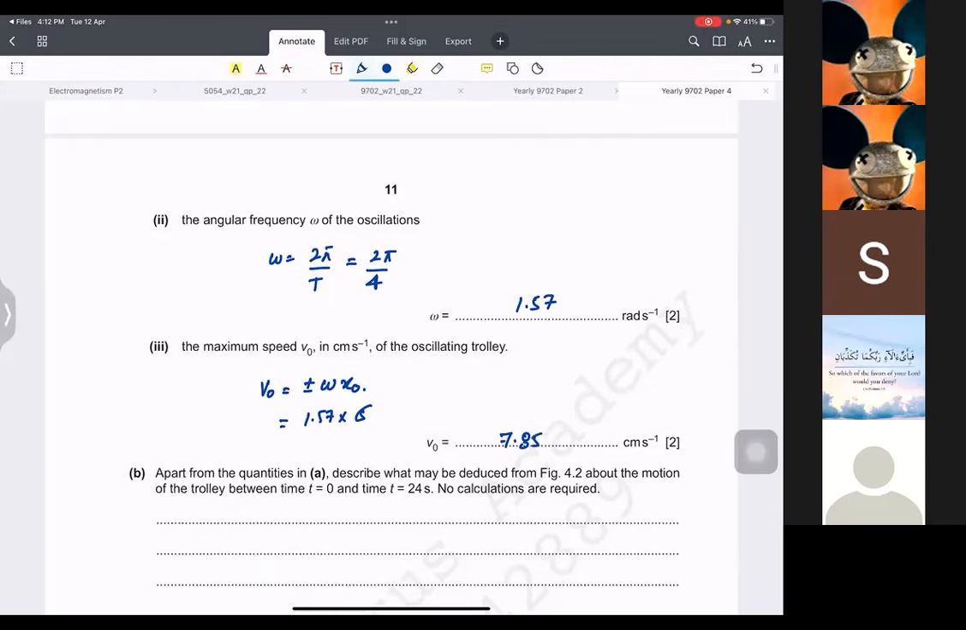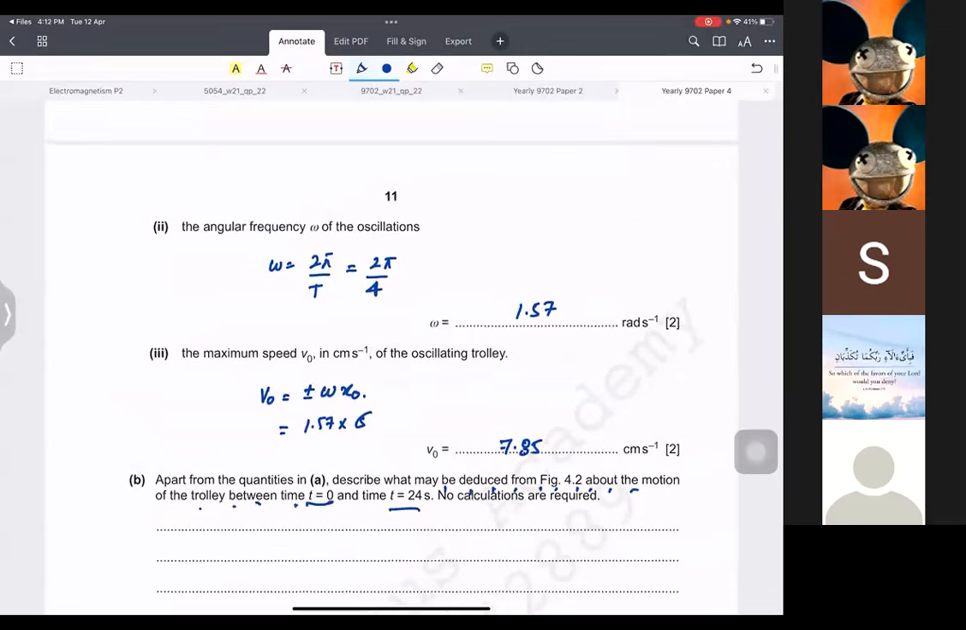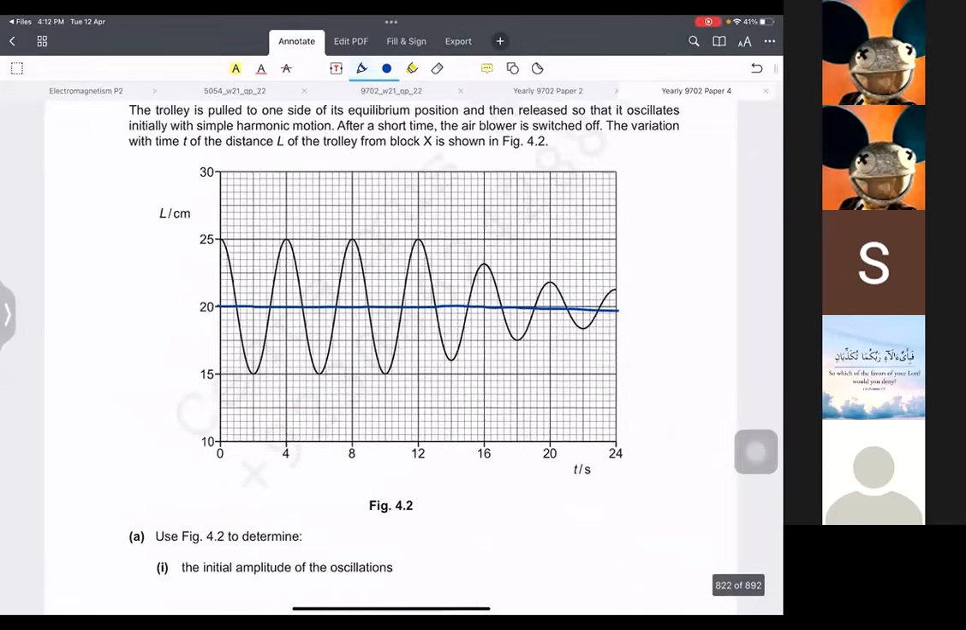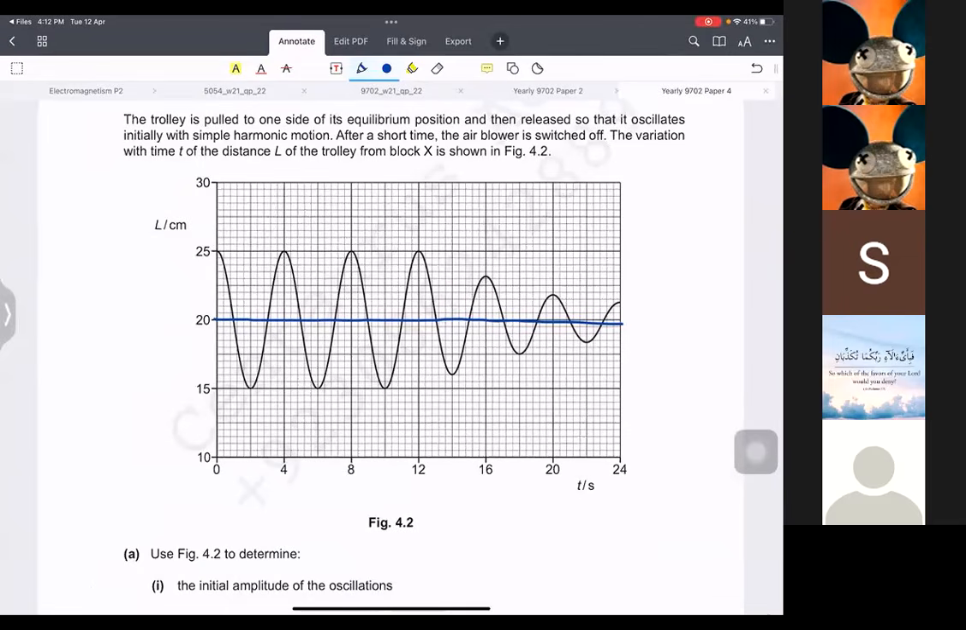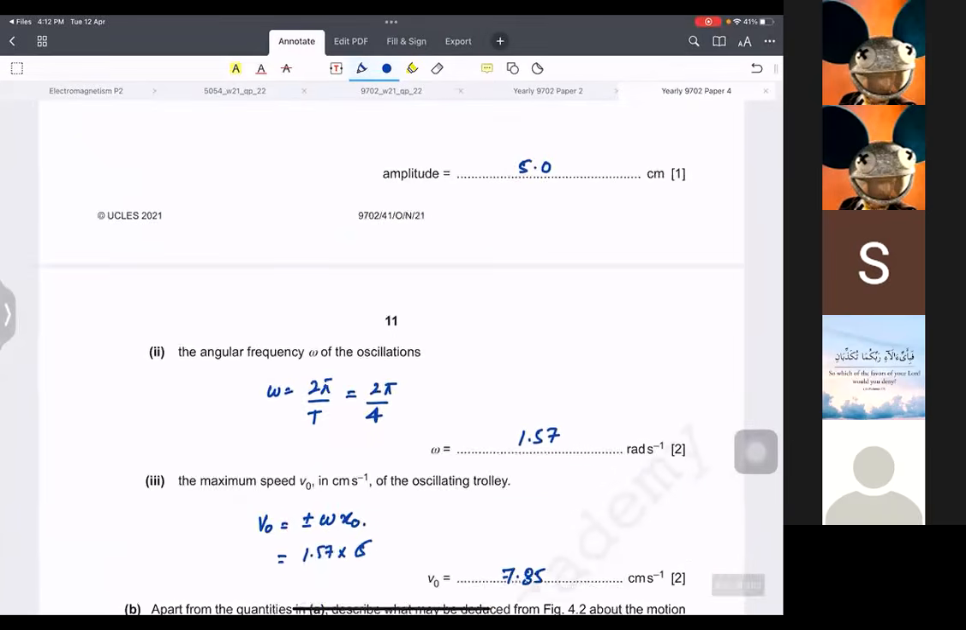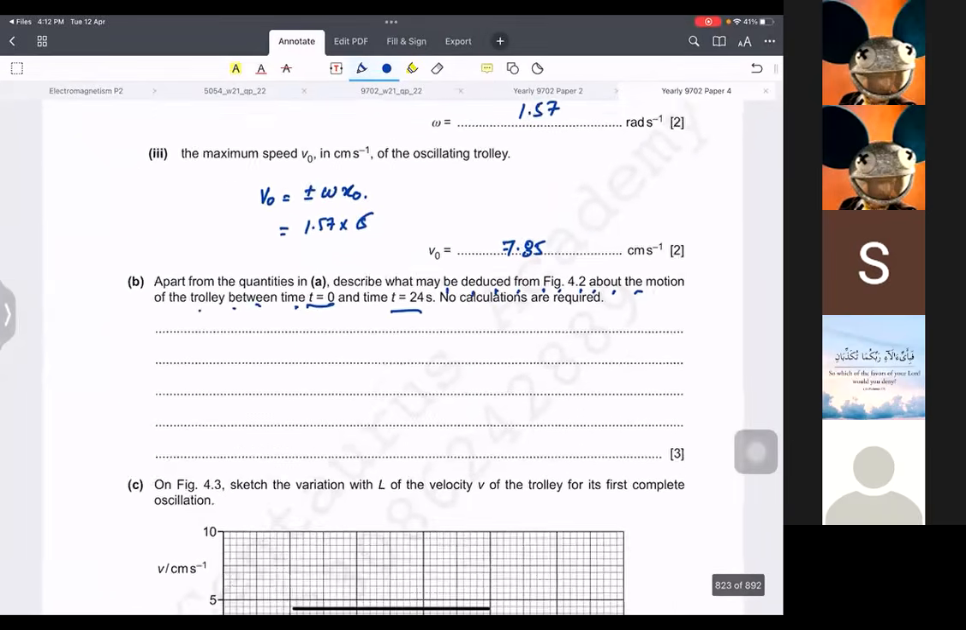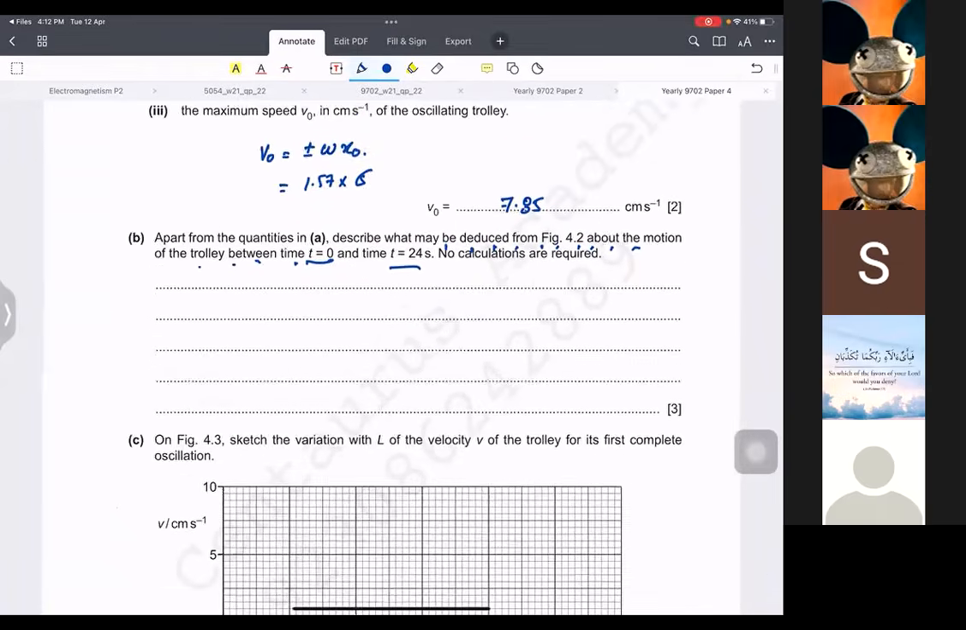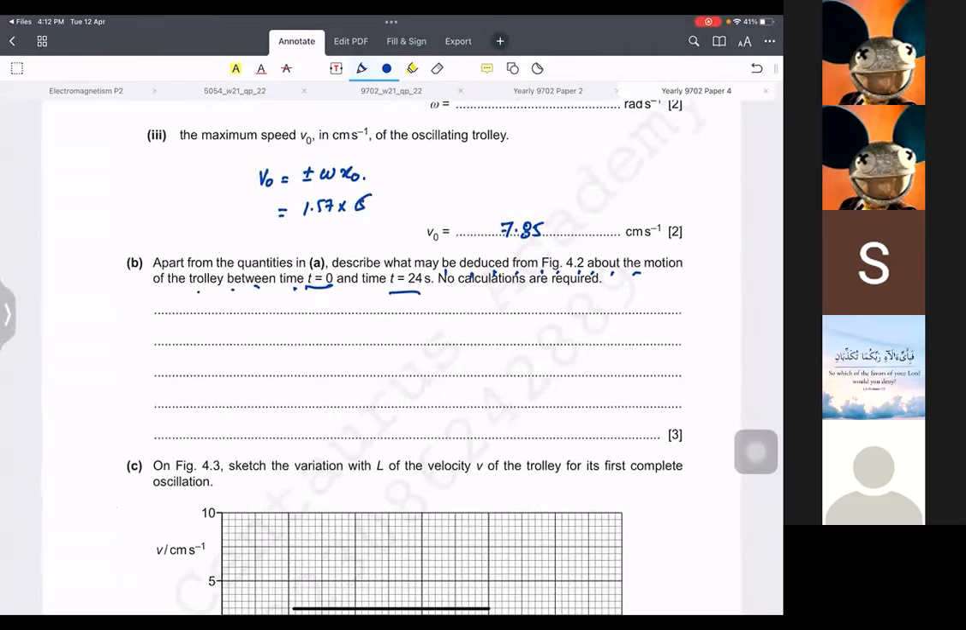Apart from the quantities found, describe what may be deduced in 4.2 about the motion of the trolley between these times. No calculation required. From T0 to T24, till about time 12 it was going smoothly and then it is being lightly damped, right? So how many marks is this? 3 marks.